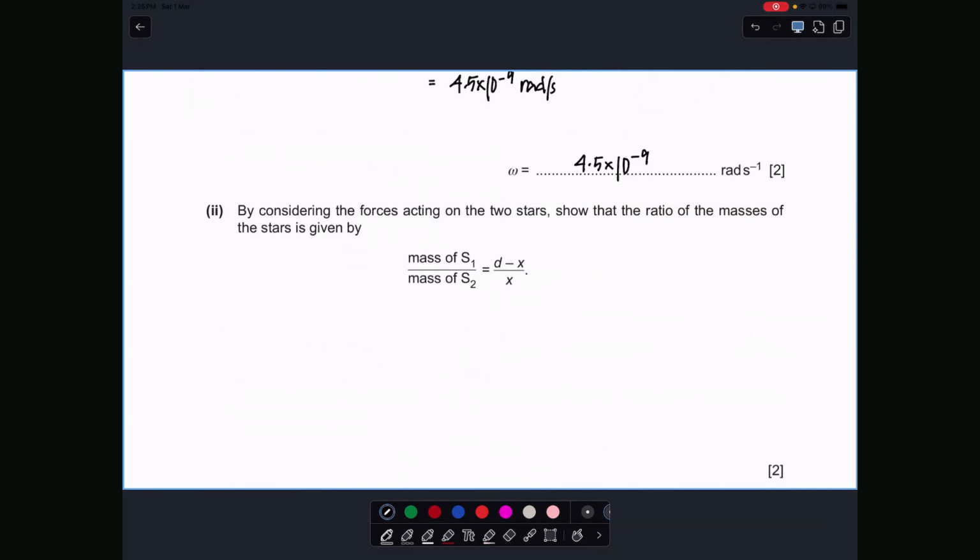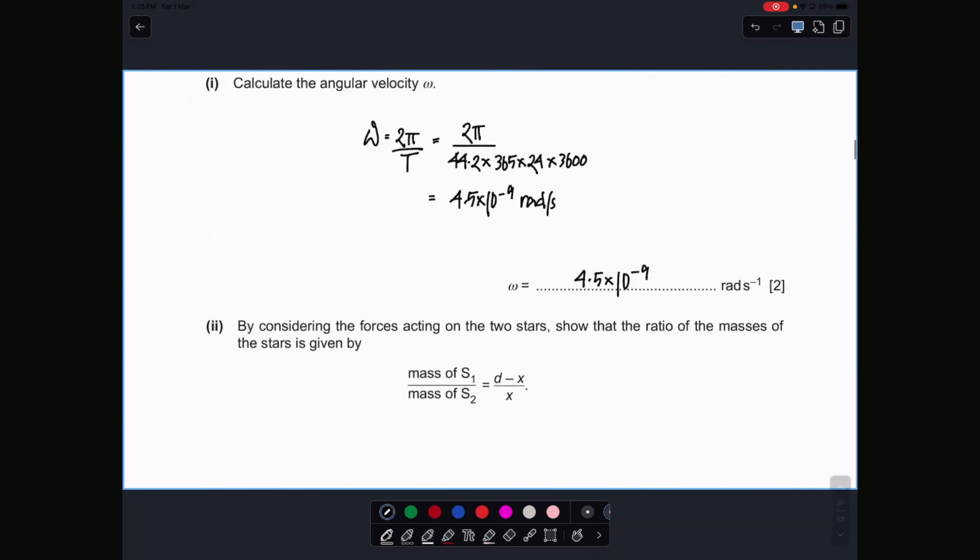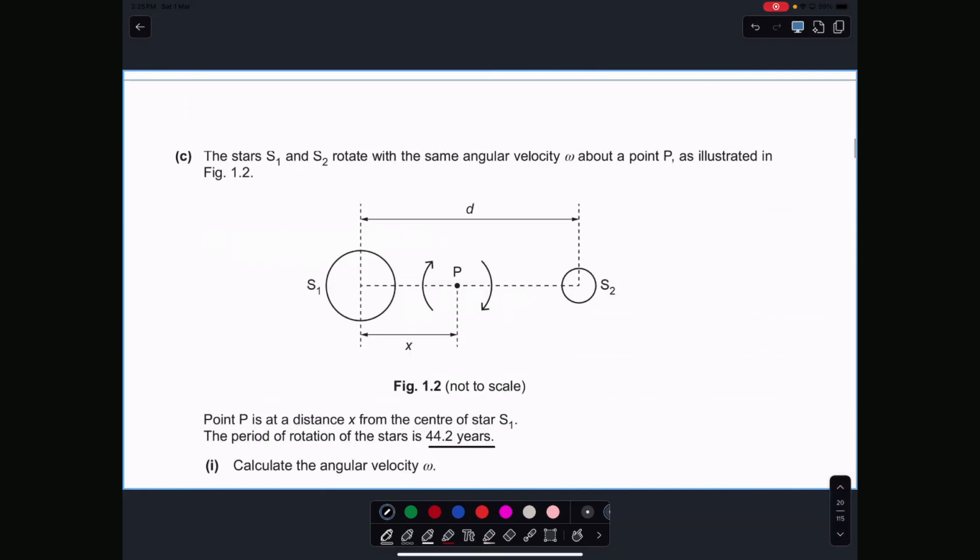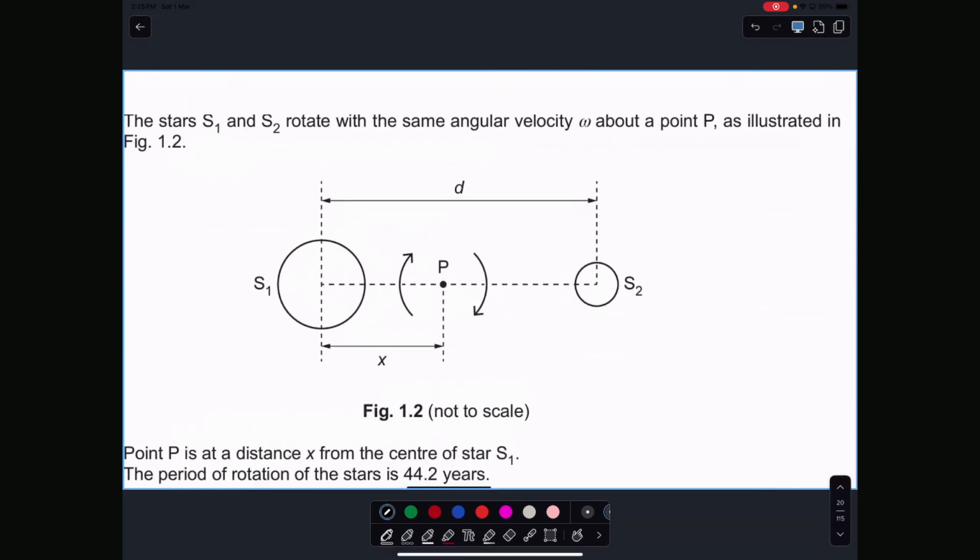By considering the forces acting on two stars, show that the ratio of the masses of the stars is given by this. Yes, now let me clarify one thing: the system is undergoing circular motion, right? And what is responsible for the circular motion here? What's providing your centripetal force? The gravitational force of this by that, and the gravitational force of that by this. And you should know by now they're the same, because it's a mutual force.